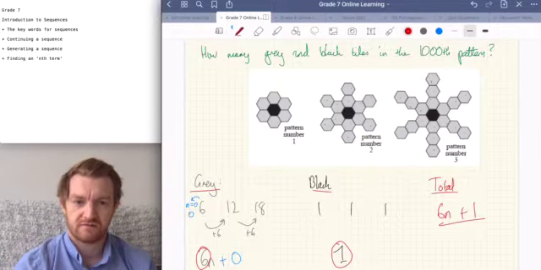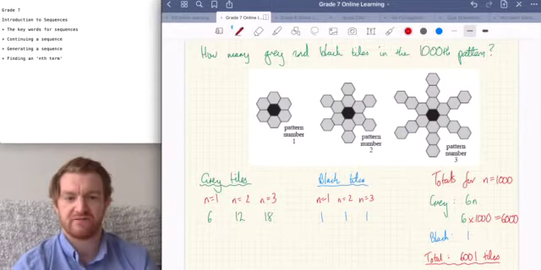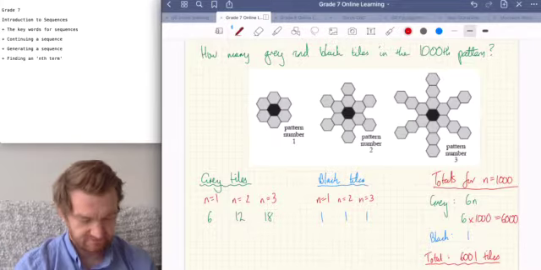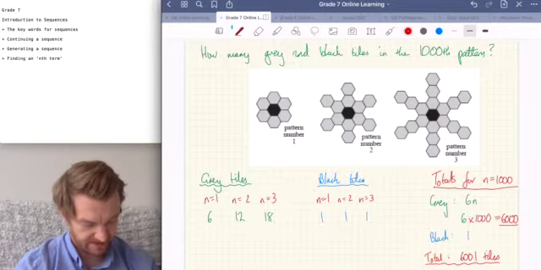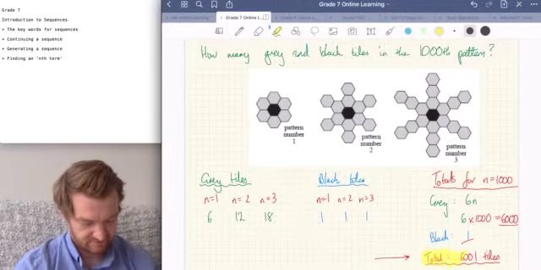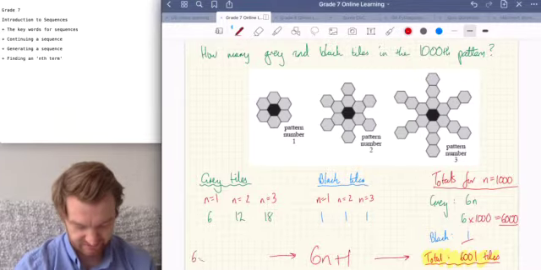So how could we find the 1000th pattern? Well, I've just summarised the information there. The grey is 6n, so we do 6 times 1000. It's going to be 6,000 grey. There's always going to be 1 black, so there's going to be 6,001 tiles altogether. Because we found that using that formula, 6n plus 1, which is 6 times 1000, plus 1.